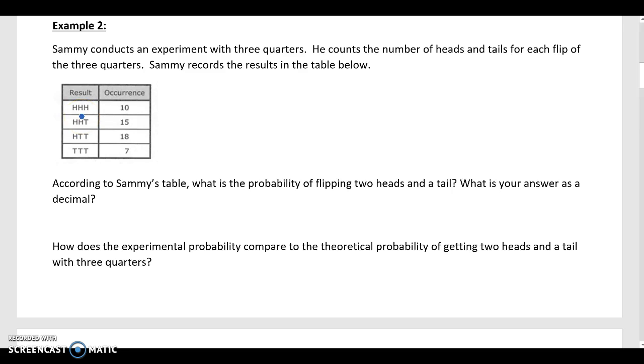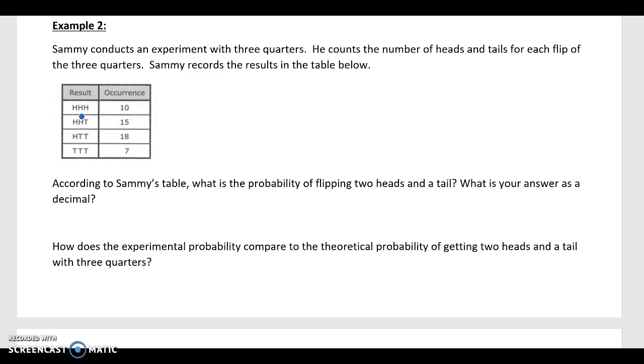So this first row in the table is telling us that he got heads on the first coin, heads on the second coin, and heads on the third coin 10 times. Then heads, heads, tails, he got that 15 times. Heads, tails, tails, 18, and tails, tails, tails 7 times. So according to his table, what is the probability of flipping 2 heads and a tail? What is your answer as a decimal?